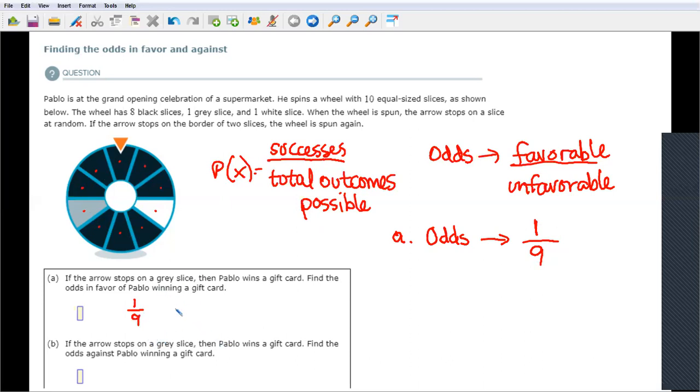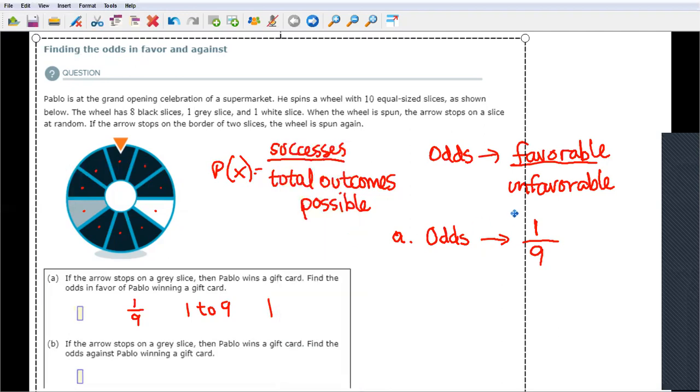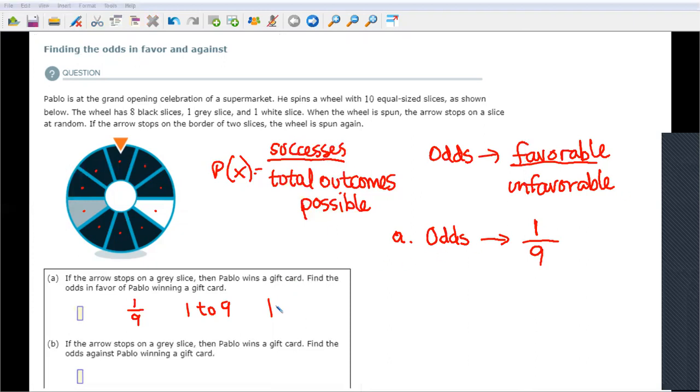Now, with odds, there are 2 other ways that you'll see these answers written. You will also see them written like this, 1 to 9. That's a TO in the middle. The other way, you've seen this before with ratios where they put a colon in between. So these are the 3 ways that you'll see your answer represented for this type of problem.